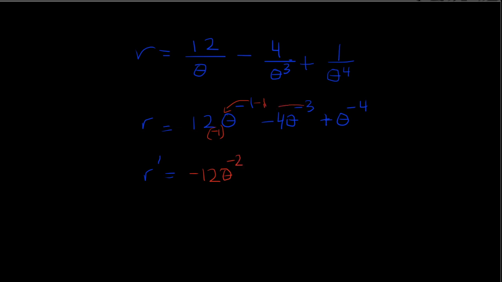I'm going to bring down the negative 3. So we have negative 3 times negative 4 will be positive 12. Subtract 1 in the exponent. Negative 3 minus 1 is negative 4. I'm going to bring the negative 4 down and subtract 1 in the exponent. So that'd be negative 4 times theta to the negative fifth power. And that's my derivative.